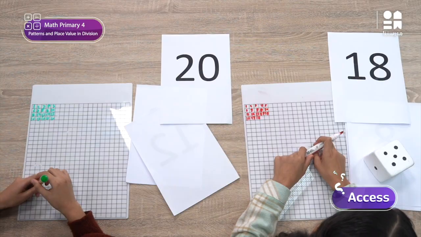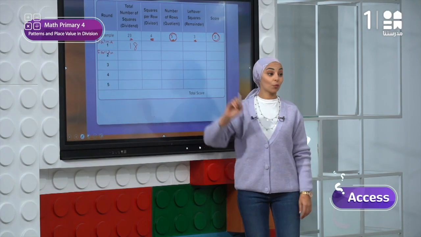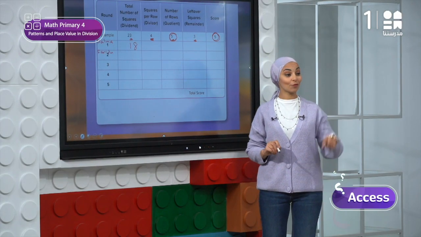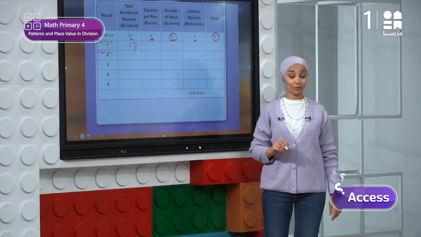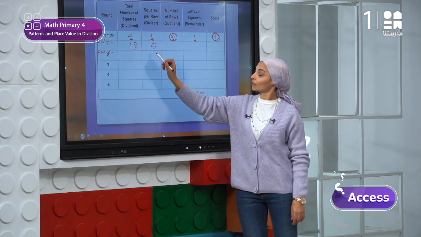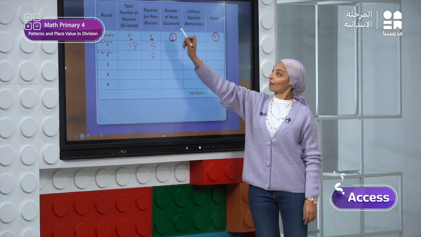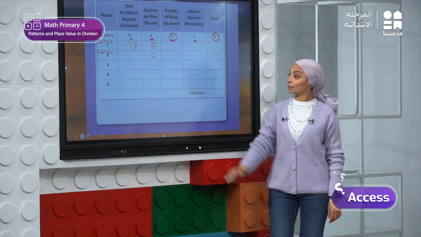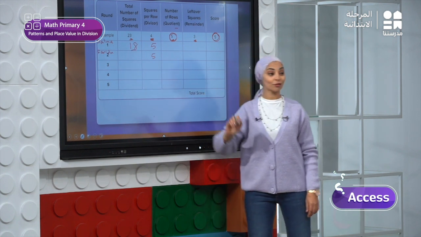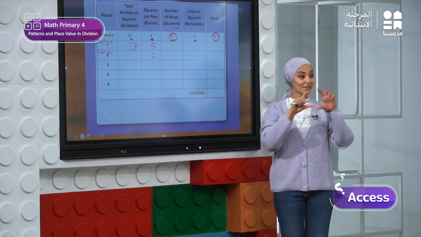Okay. Type. The divisor is number what? In the dice. When you roll the dice, you have number 5. Okay, both of you have number 5, right? Yes. So, how many rows do you have? When you represent number 18, how many rows do you draw? رسمتي كم رو يا سلمى؟ 3.